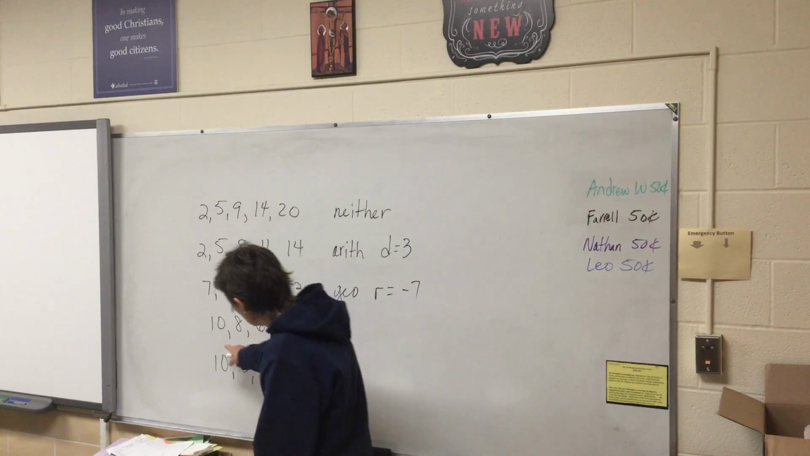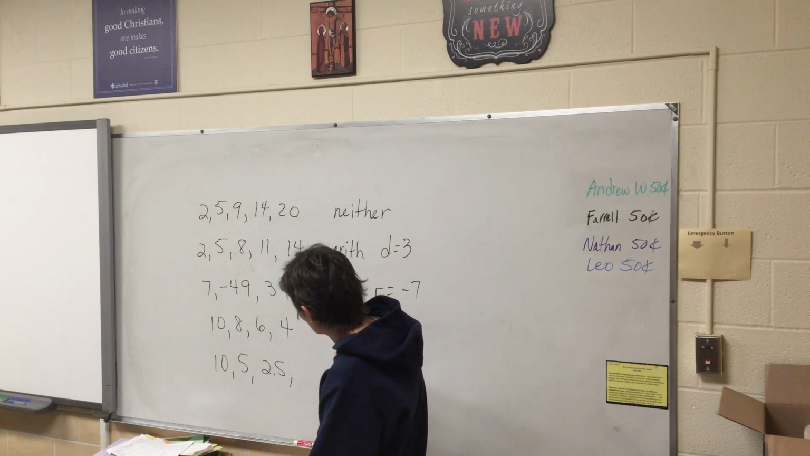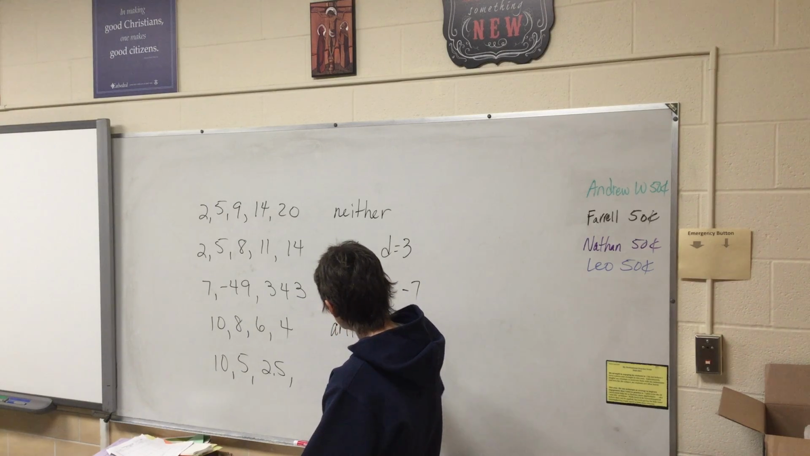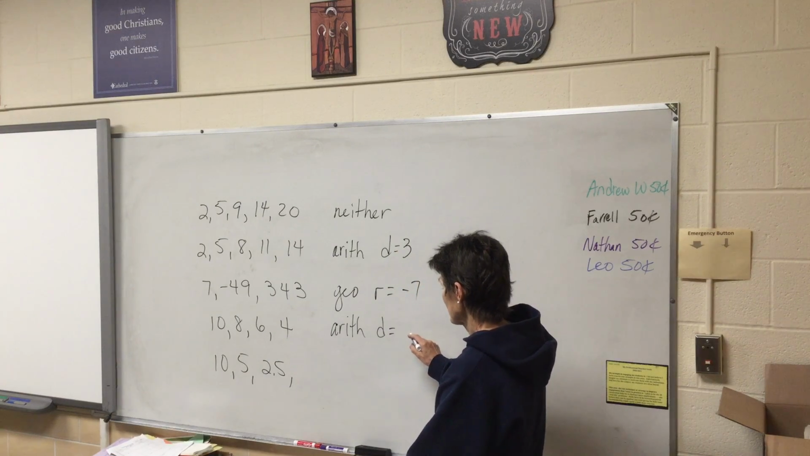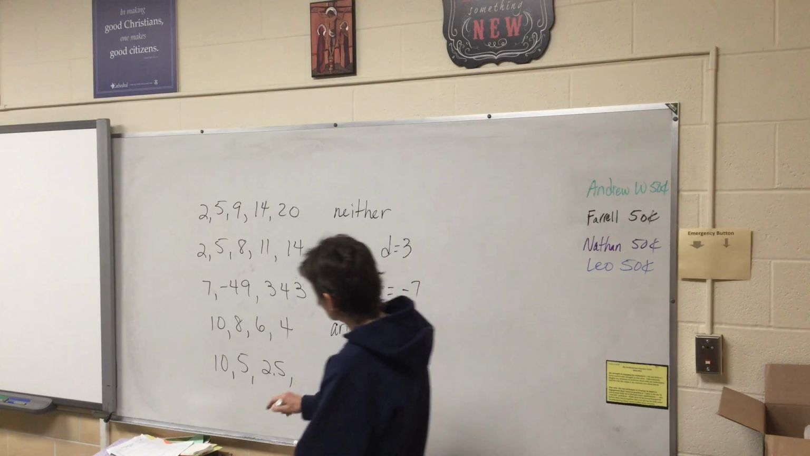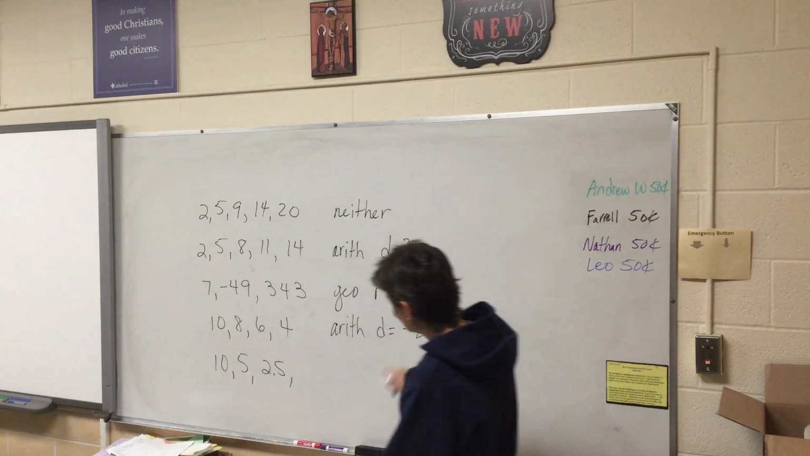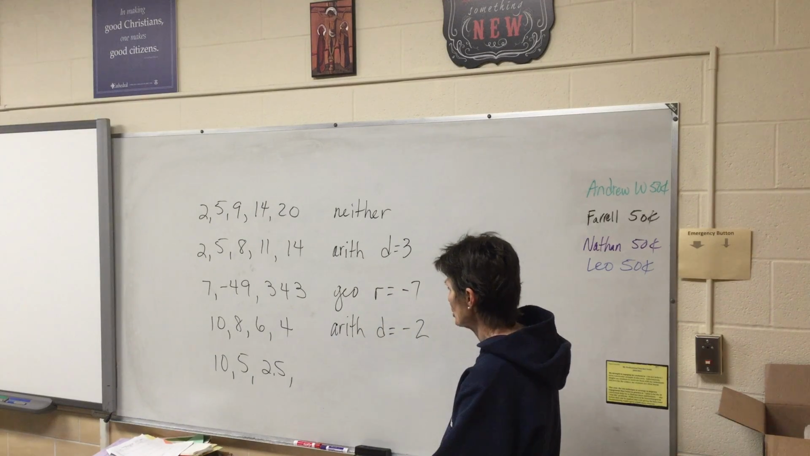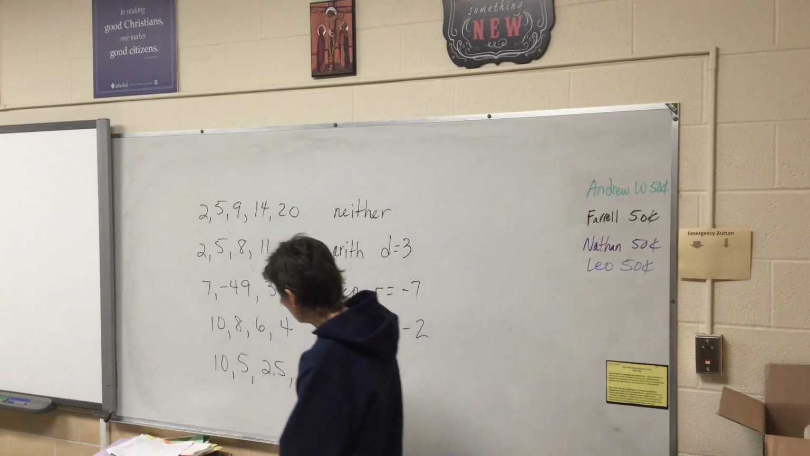What's going on in this sequence? Don't even tell me you can't tell. Arithmetic, it's arithmetic, and the common difference is what? -2. To get from term to term, I am subtracting 2. So it's -2. I'm adding -2 to get from term to term, arithmetic. And finally, what about this guy? What's happening here?